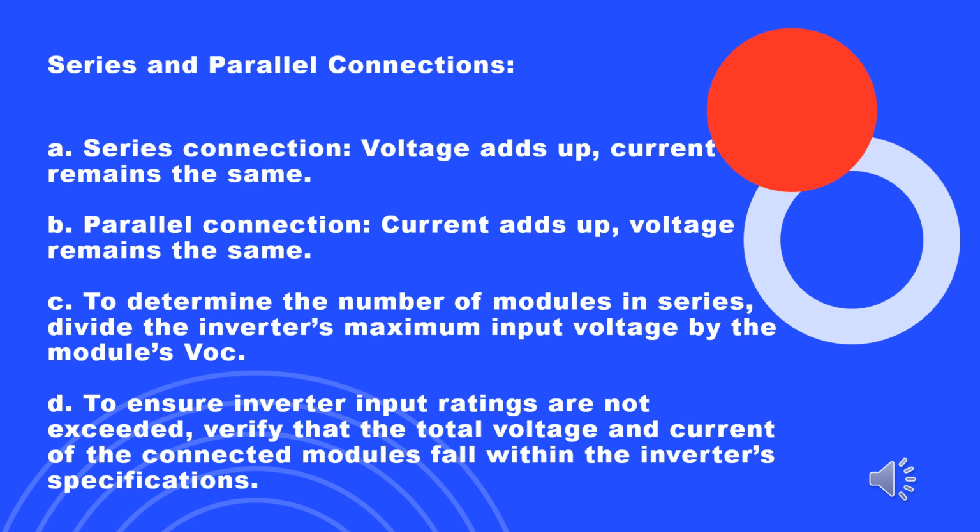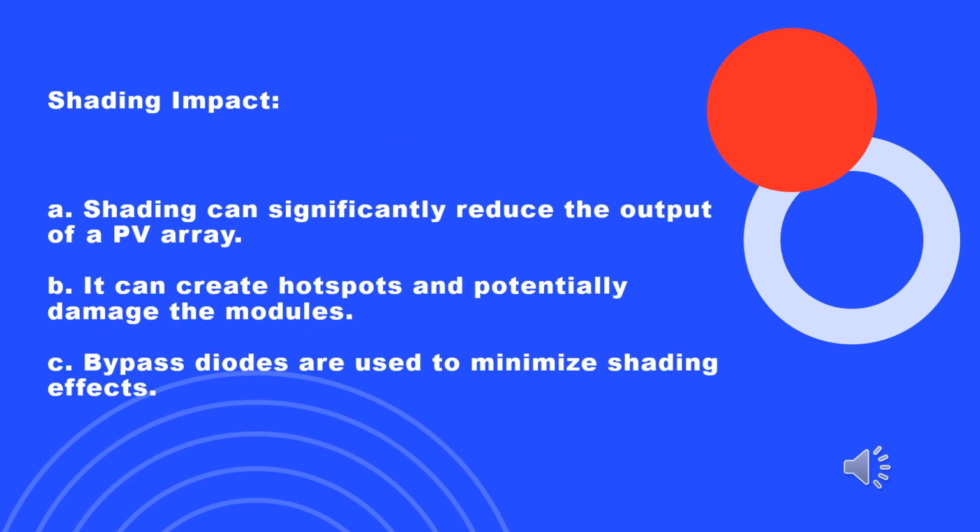To ensure inverter input ratings are not exceeded, verify that the total voltage and current of the connected modules fall within the inverter's specification. Shading impact. Shading can significantly reduce the output of a PV array. It can create hotspots and potentially damage the modules. Bypass diodes are used to minimize shading effects.